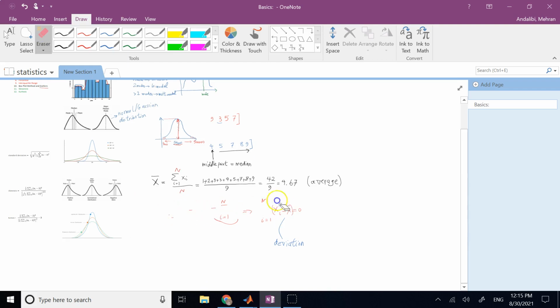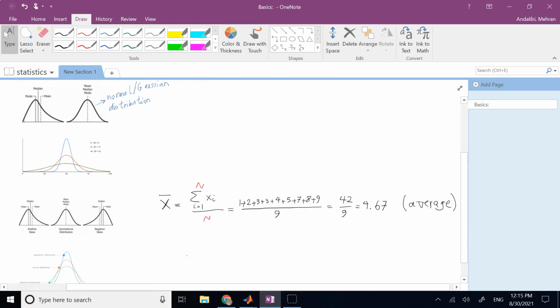Let me show you with a number here. Remember, the average was 4.67 with the data that I had. Now I go ahead and add one more data point to this data set, and I make it quite large, quite different than the rest of the data. Let's see what we get. So here I say my data is 1, 2, 3, 4, 5, 7, 8, 9, and then I add maybe a 30.